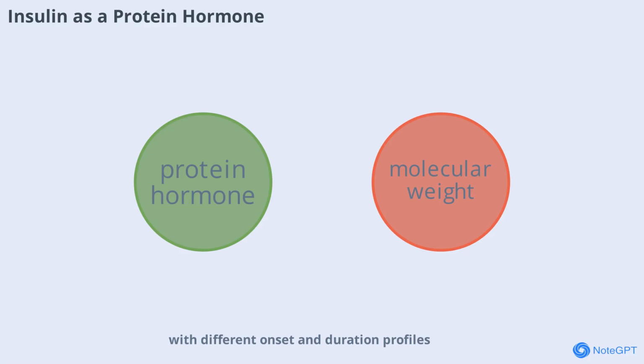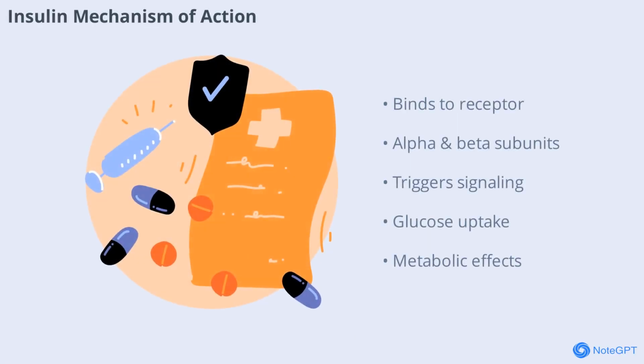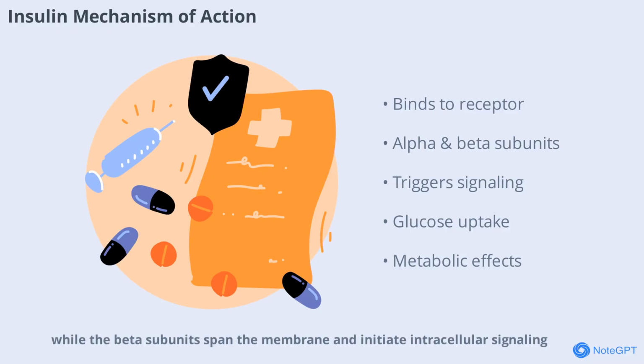Insulin exerts its effects by binding to the insulin receptor, a transmembrane tyrosine kinase receptor found on the surface of target cells such as liver, muscle, and fat cells. The receptor consists of alpha and beta subunits. The alpha subunits are extracellular and bind insulin, while the beta subunits span the membrane and initiate intracellular signaling. This binding triggers a cascade of events that ultimately lead to glucose uptake and metabolism.